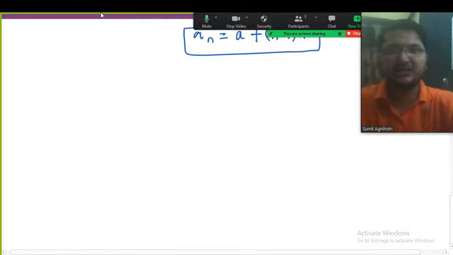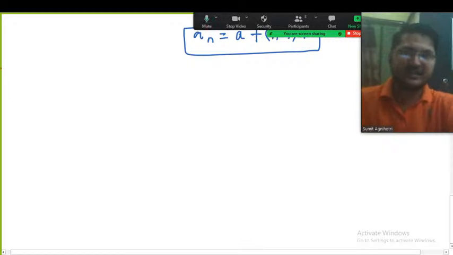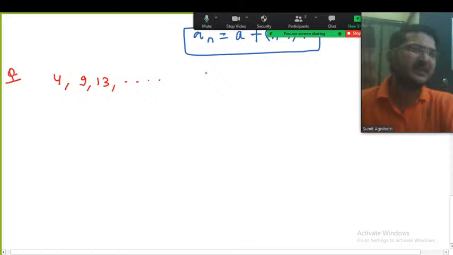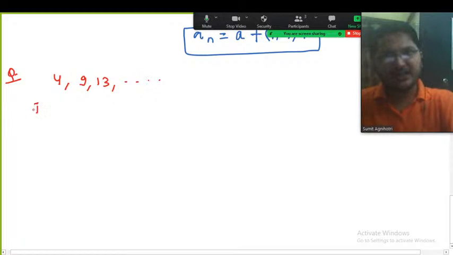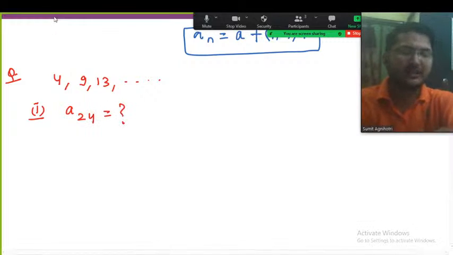Now if we want to solve any question based on the same, let's say I'm having a question like this. I'm given an AP like this: 4, then 9, then 13, and it keeps going on in the same way. And now the question is: find its 24th term. This is our question. How will you solve this?